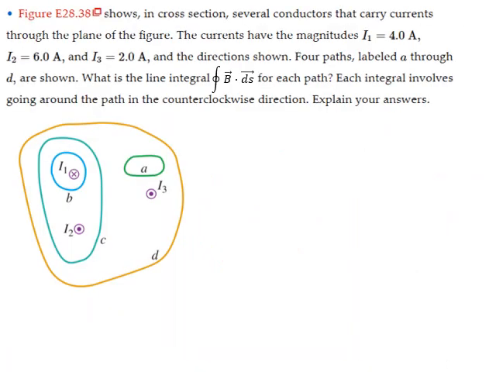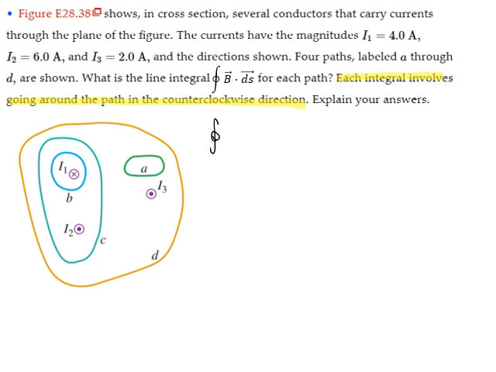Here's an example I grabbed from the Young and Freedman textbook. So I've got 3 current carrying wires and I've got 4 different paths, and the question asks, what is the line integral? What is the integral of B dot ds for every path? Now, one important thing to deal with is what it says right here. Each integral involves going around the path in a clockwise direction. So let's put that in context and make sure we know what that's telling us.